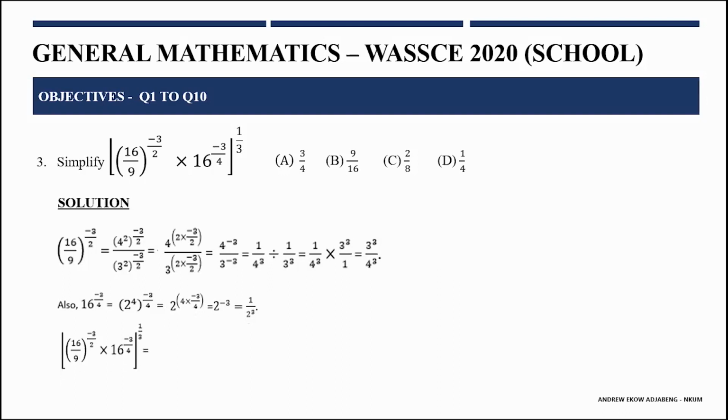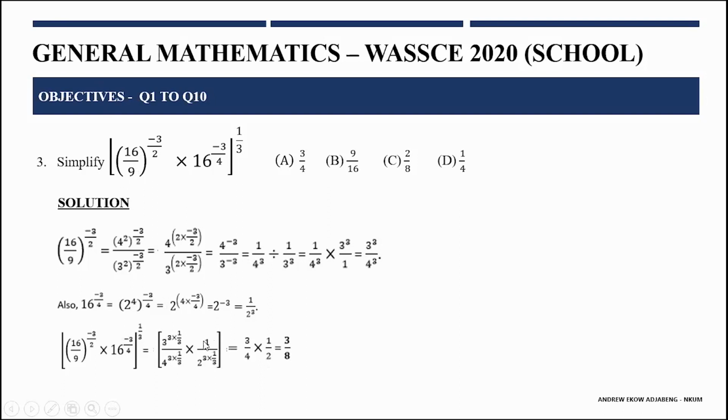Now that we know the end result of the two terms, we can bring them together and say that 3 raised to the power 3 over 4 raised to the power 3 times 1 over 2 raised to the power 3. But there is a catch here. In the question, all the fractions were raised to the power 1 over 3. And so that 1 over 3 affects every term in that bracket. And similarly here as well. It will affect the 3 raised to the power 3, the 4 raised to the power 3, and the 2 raised to the power 3, or 1 over 2 raised to the power 3.